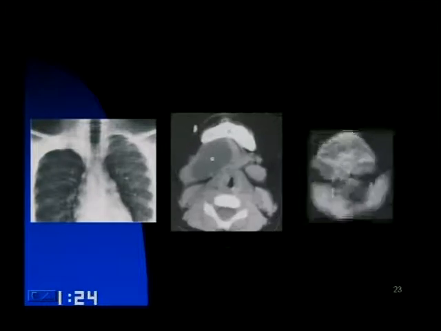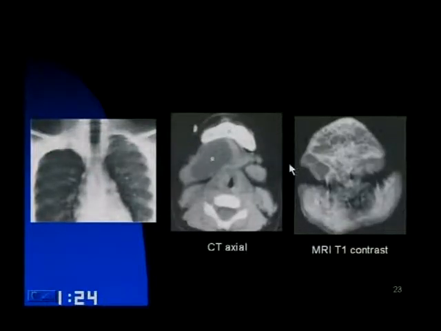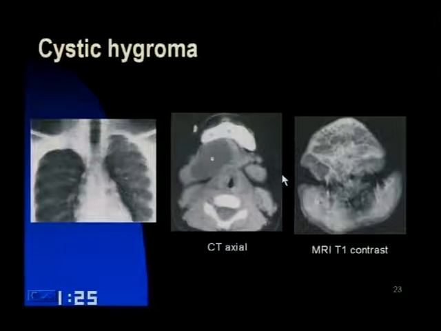Three different patients. On a frontal view of the chest, a mass in the apex, a large cyst inferior and posterior to the jaw, and a multiseptated mass on an MRI examination. These are congenital malformations of the lymph sacs and most commonly involve the posterior triangle of the neck and the supraclavicular fossa. While they're histologically benign, they may infiltrate into surrounding tissues, including the retropharyngeal space and mediastinum, and this is a cystic hygroma.